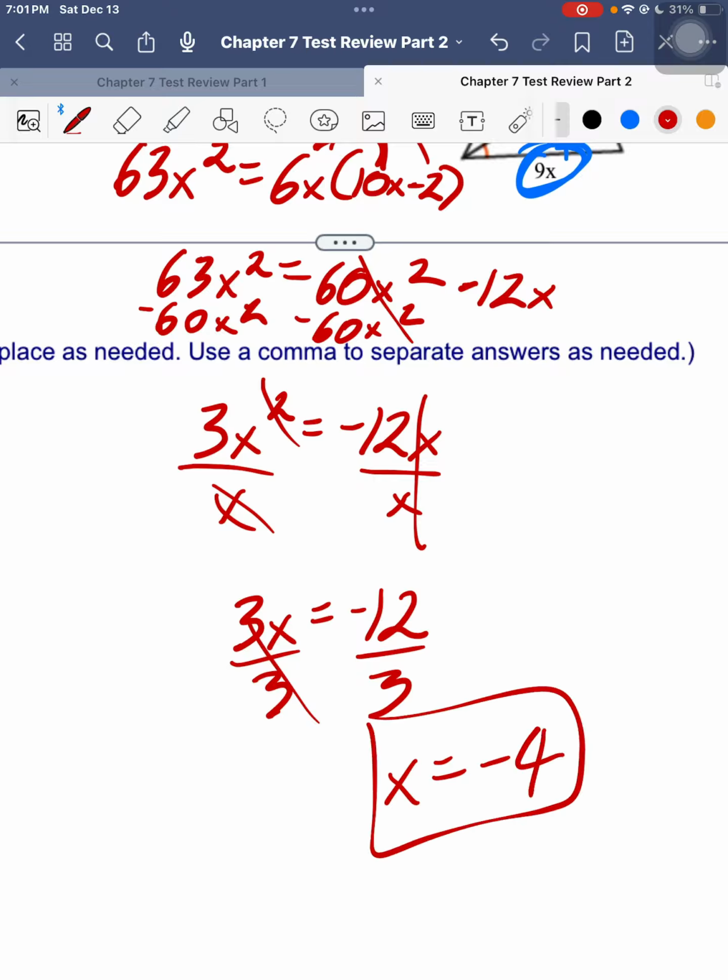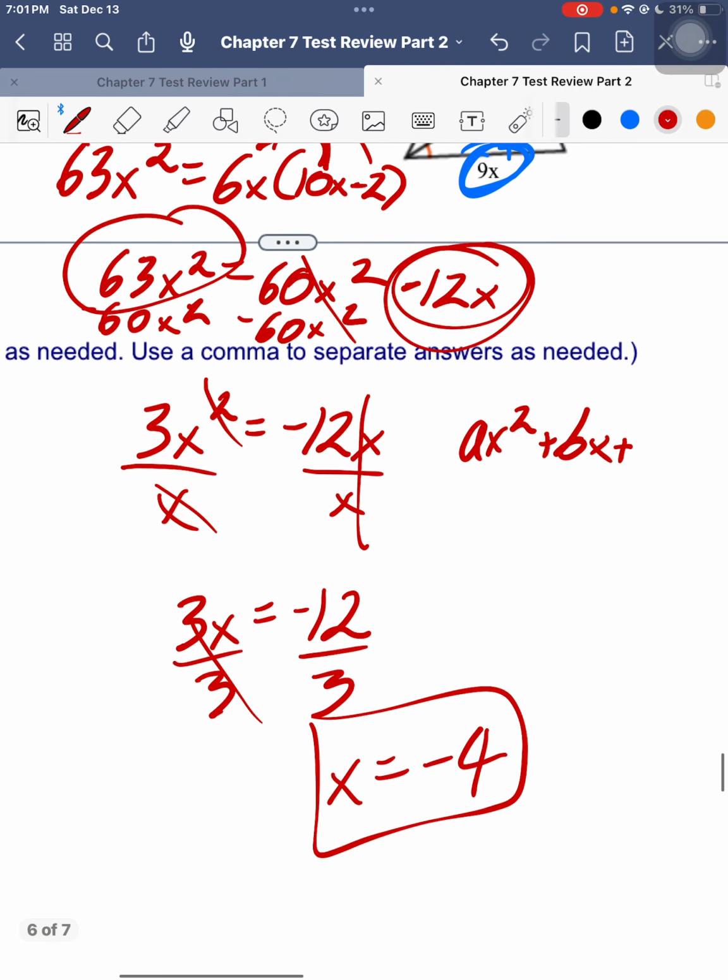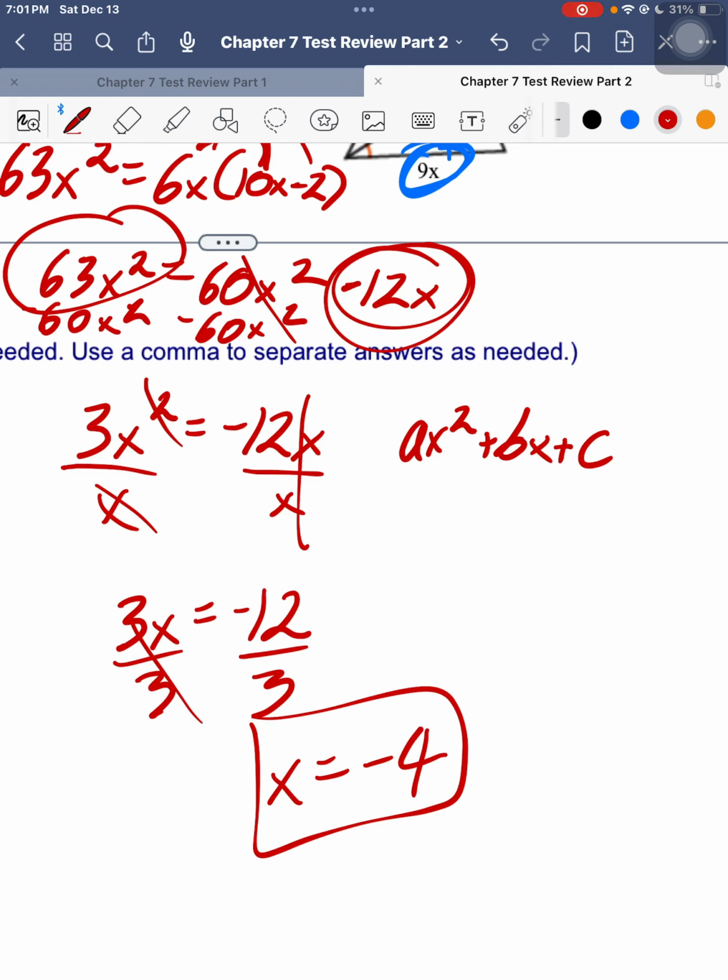The reason why I didn't do quadratic is because I didn't have a c, guys. I had this right here, but I didn't have a constant. So that means I cannot set this equal to 0 and do the whole, what's it called, the AC method, the quadratic. I couldn't do that. So I just had to straight up solve for x the normal way by simplifying and dividing and getting rid of things. So my x is negative 4.